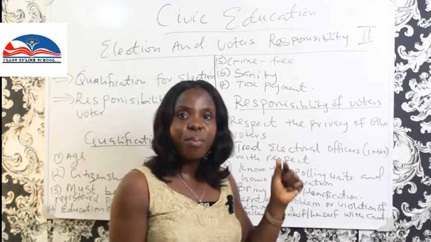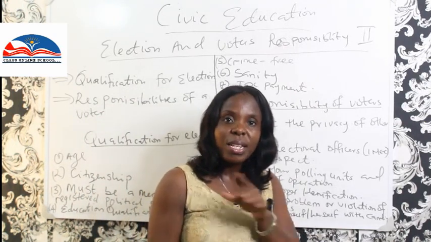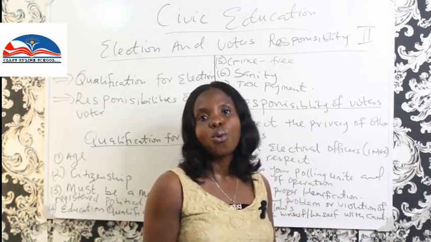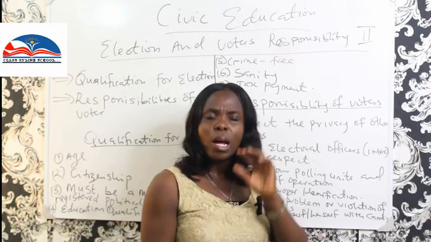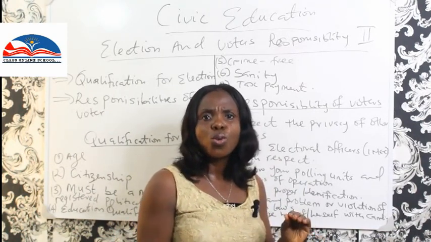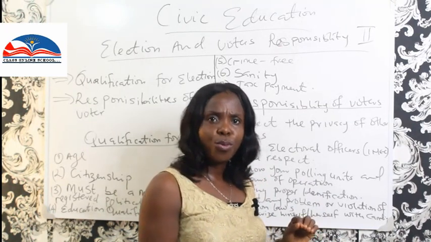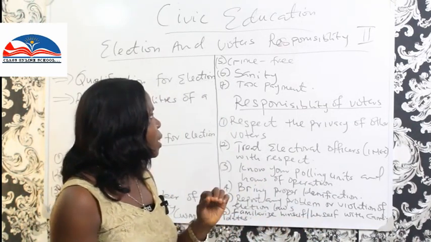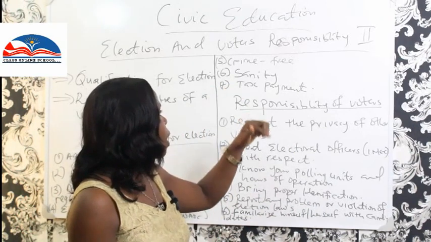If you're a criminal and you're a prisoner somewhere, you can't be let out to go and vote. Those who have a criminal record are not allowed to vote, or those who are in prison are not allowed to vote, depending on the crime.